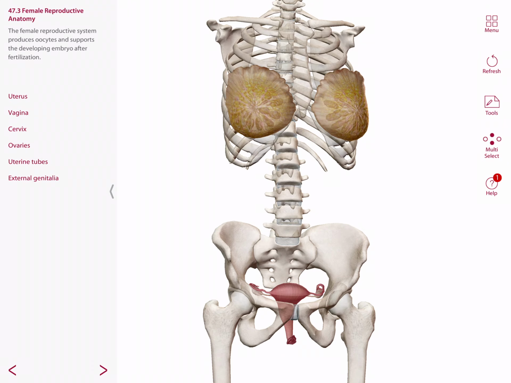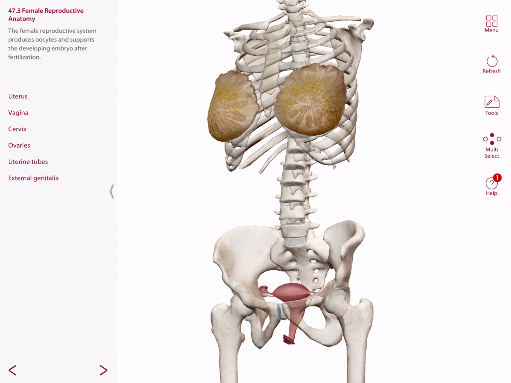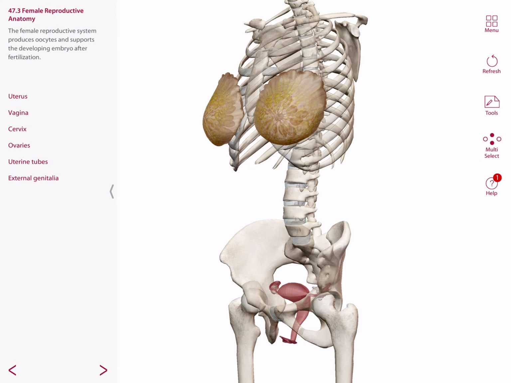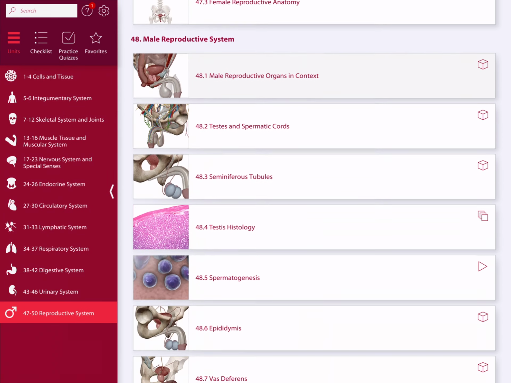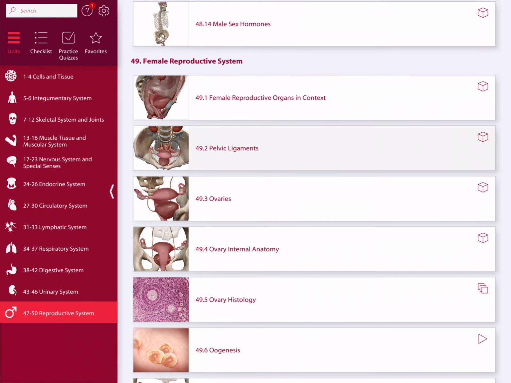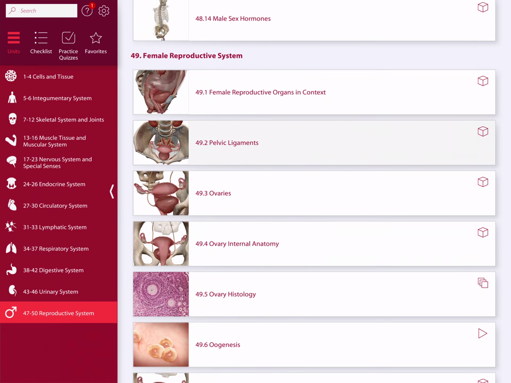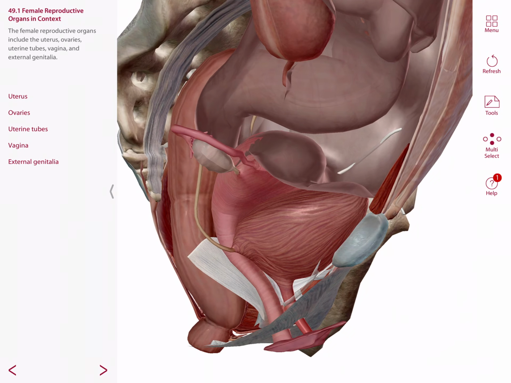When we first look at the female reproductive system, here is the view of the parts that we would consider. So we've got the uterus, the vagina, the cervix, the ovaries, the uterine tubes, and the external genitalia. We'll go through these section by section. We're just going to do an overview today, but there will be a nice run through down here of the female reproductive system.